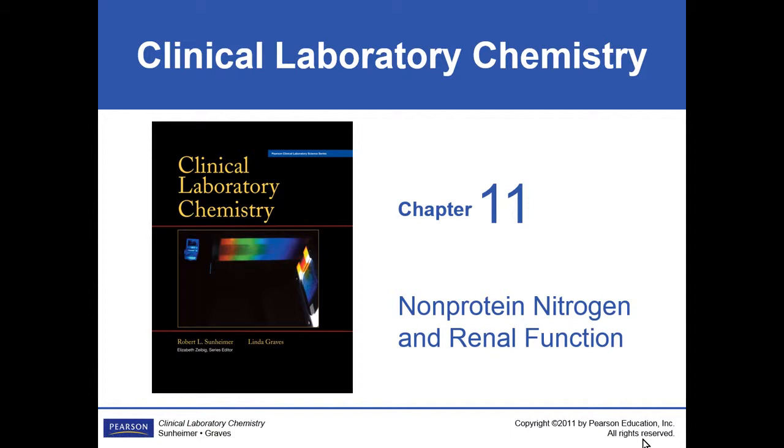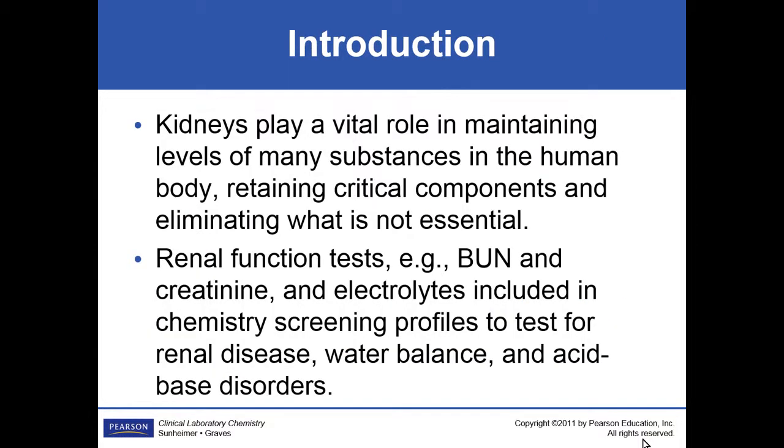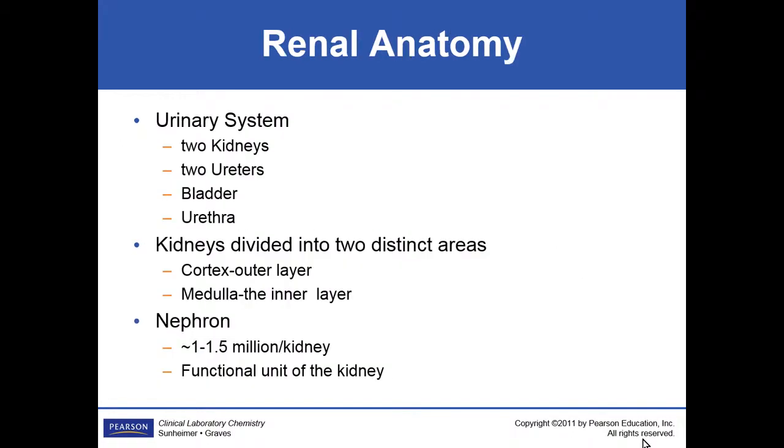Chapter 11, Nonprotein Nitrogen. The renal system has an important part in maintaining substances in the human body and eliminating waste products. Please review urinary anatomy. The main portion that we are concerned with is the nephron. It is the functional unit of the kidney.